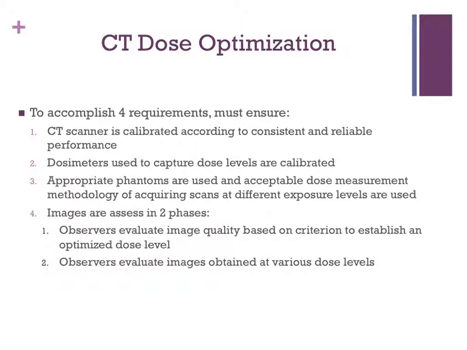And the fourth is to consider that images are assessed in 2 phases. That number 1, the observers evaluate the image quality based on the criteria to establish an optimized dose level, and number 2, that the observers evaluate images obtained at various dose levels.